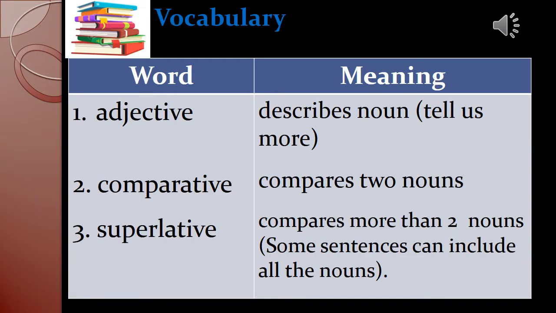First, let's look at some of the vocabulary we'll see today. Our first word, adjective, we've seen many times before, and it describes the noun. It tells us more about the noun. The word comparative is something that compares two nouns, and the word superlative is a type of adjective that compares more than two nouns, and in some sentences can include all of the nouns.